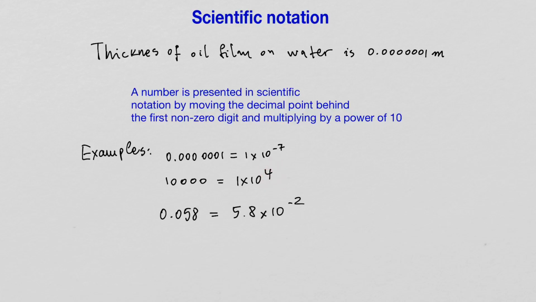Now let's look at this next example, presenting 0.058 in scientific notation. So I'm going to take my decimal point and move it 1, 2 spots so that I get it behind the first non-zero digit, which is 5. And so then I can write the left-hand side in scientific notation as 5.8 times 10 to the negative second power.